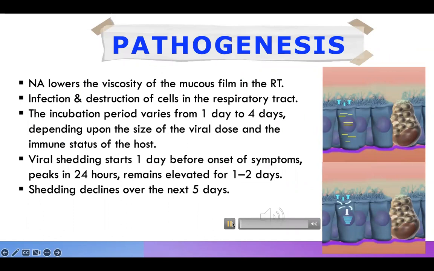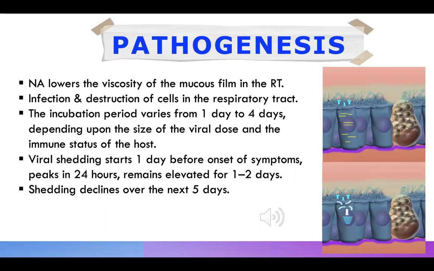Okay, now remember that the virus enters via the respiratory tract in the form of droplets or through things that an infected person may use. Okay, so once the virus is inside the body, the viral neuraminidase will lower the viscosity of the mucus film in the respiratory tract. Because of this, it will lay bare the cellular surface receptors, making it easy for the viruses to attack and attach to these receptors. Okay, that will promote the spread of the virus faster.